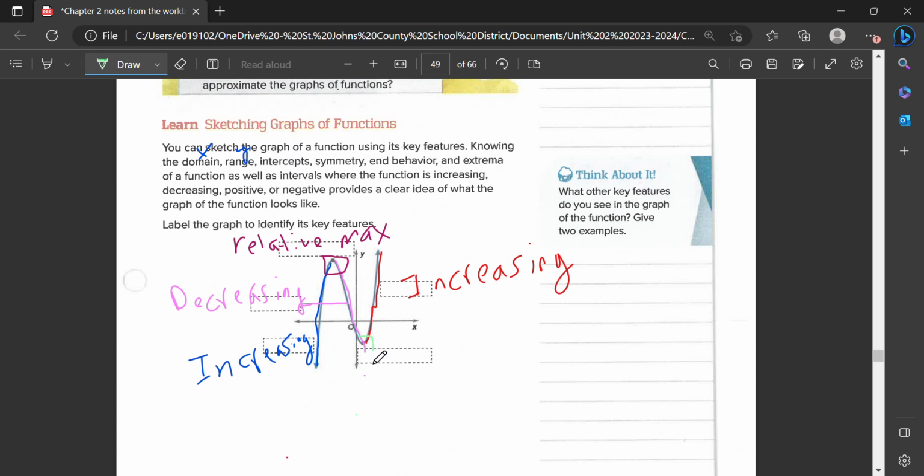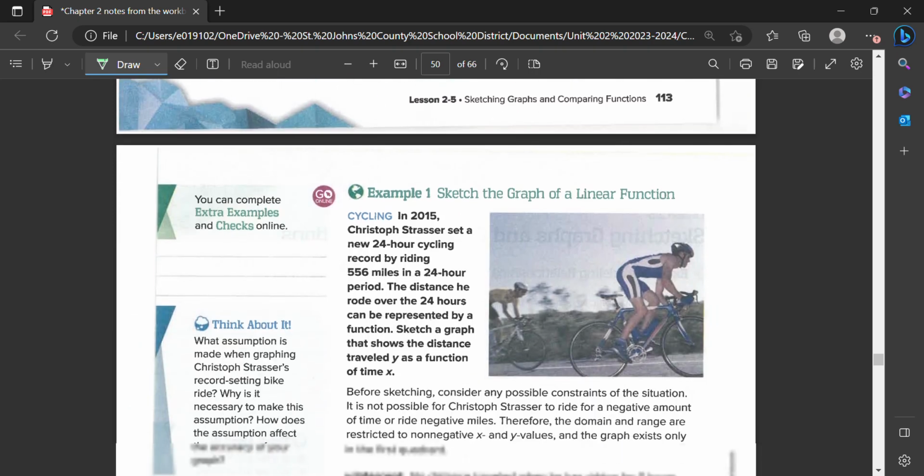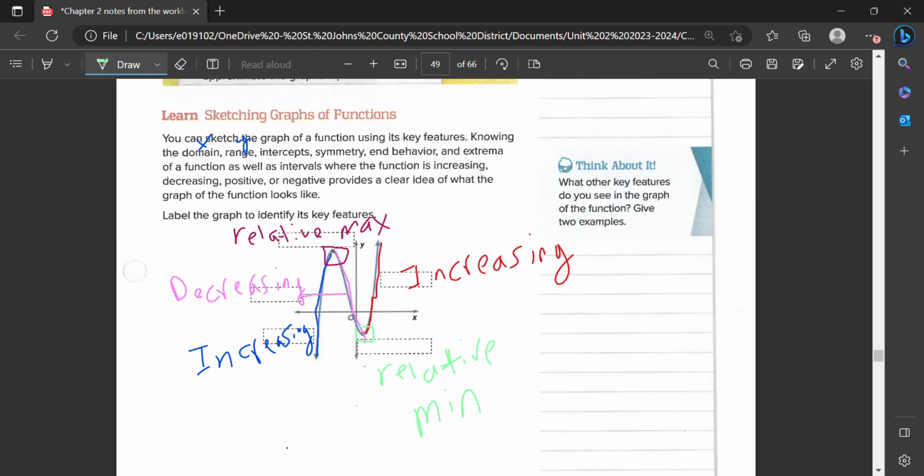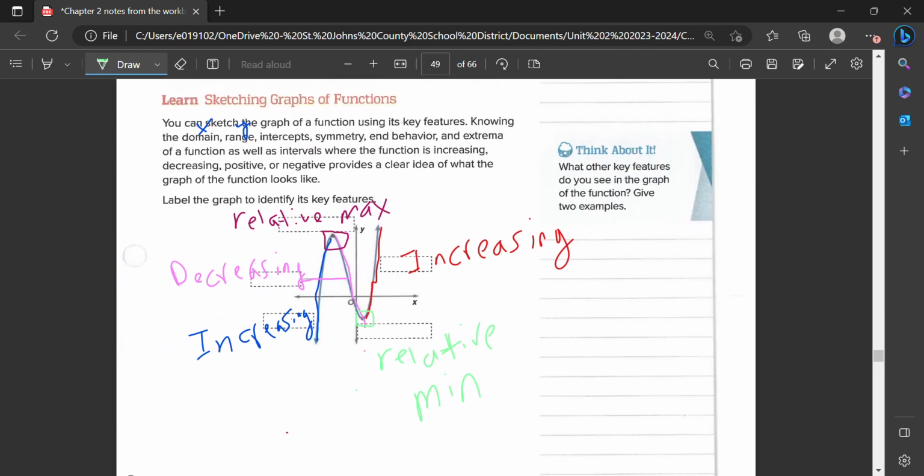Now, if we look at this point down here, if we box that and make that a little finite section, this would be a relative minimum, since it's the lowest point. The lowest point in this little finite area would be a relative minimum. All right. Hopefully that's okay. If you need to, pause it so you can copy it all down.